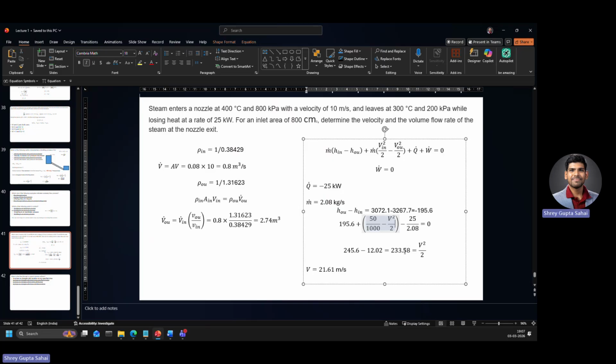Oh, I get it. First of all, let me cancel this thing. So this will be 0.05, right? So this will become 195.65, first of all. Then this will be minus 12. So in the final step, I've made a mistake. 195.65 minus 12.02 is 183.